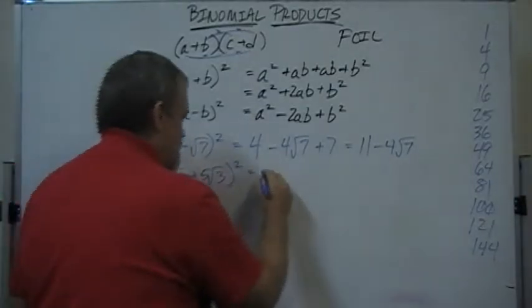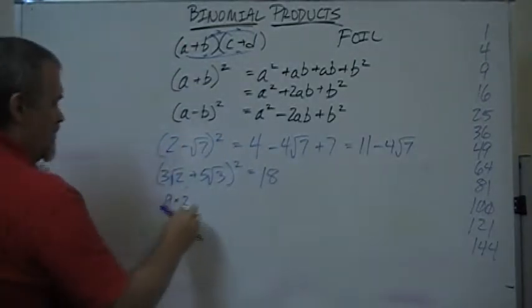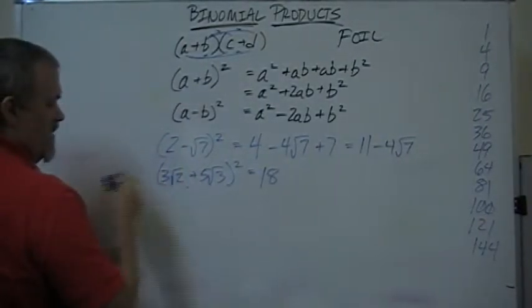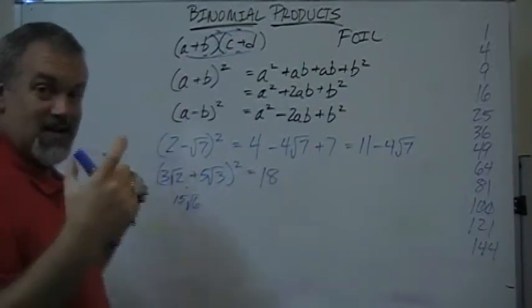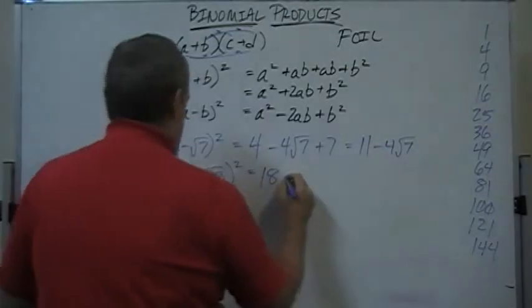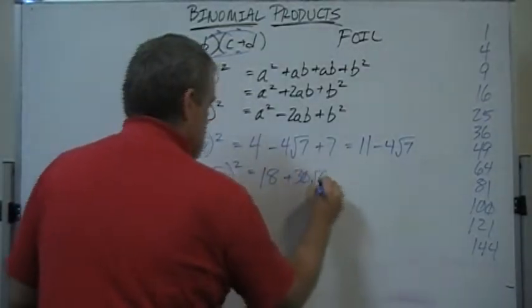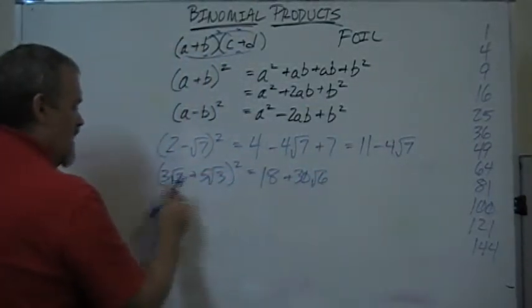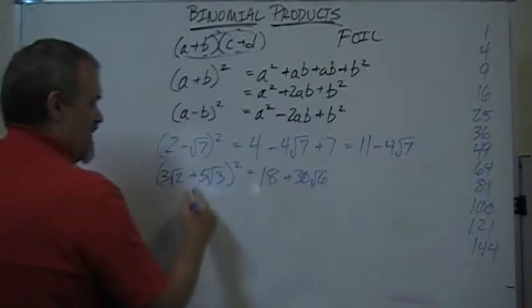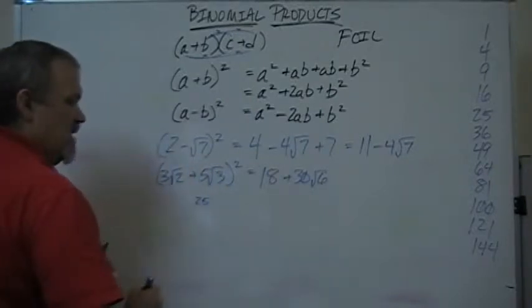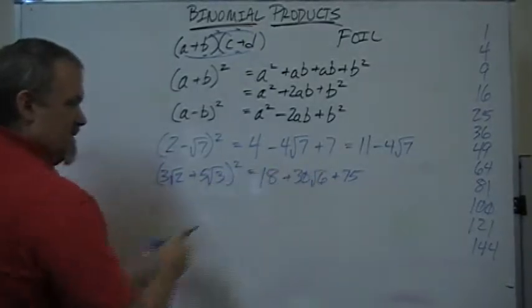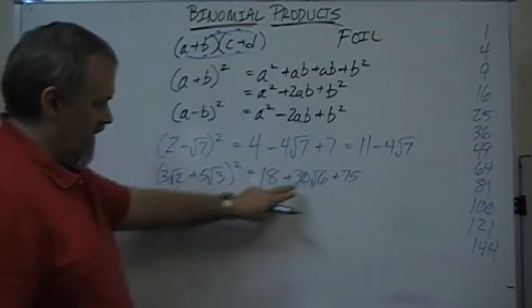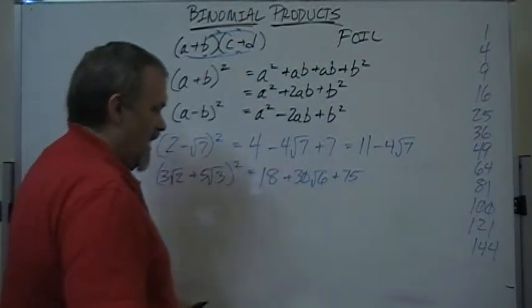So I get 18. Now I'm going to multiply them together. So 3 times 5 is 15. Root 2 times root 3 is root 6. And then I need to double that. So when I double that, I get plus 30 root 6. And then I square the last one, which gives me 5 times 5 is 25. Root 3 times root 3 is 3. Which gives me 75. And again, I can simplify by adding these two together, and I get 93 plus 30 root 6.